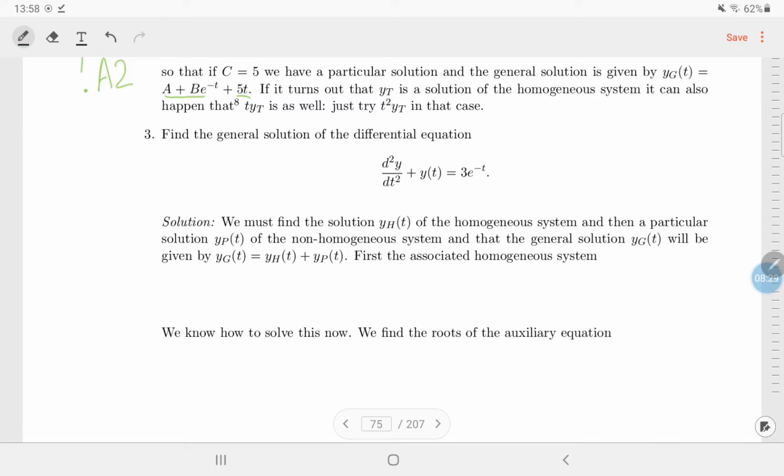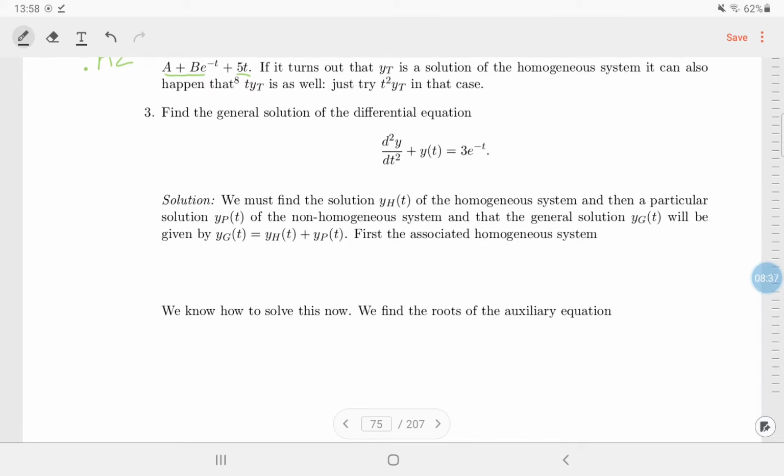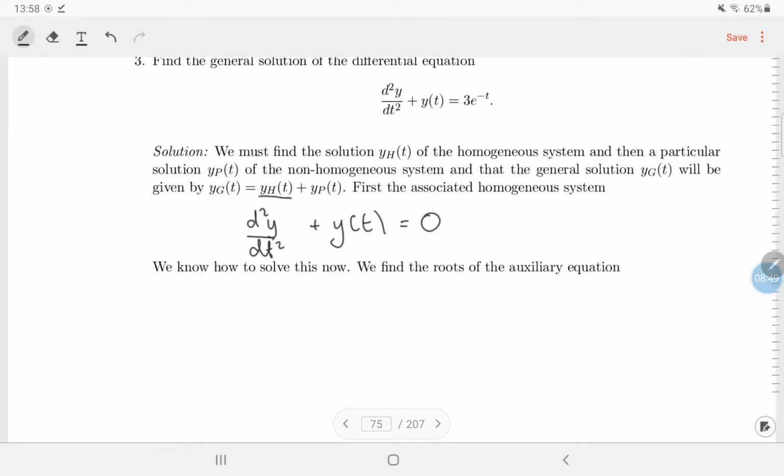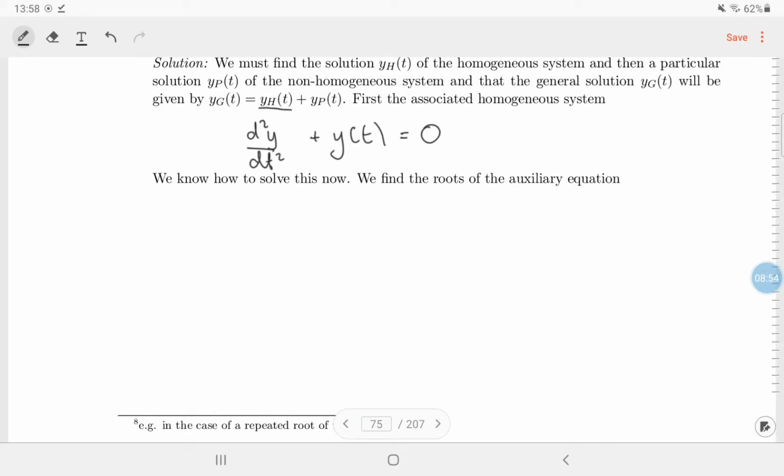So what have I got here? Find the general solution of this. So we must find the solution and then a particular solution and then add them together. So first, the associated homogeneous system, so that's this thing, is the second derivative plus the function is equal to 0. The coefficient here of the second derivative is 1, and so I get 1r squared, plus there's no first derivative, so it's 0r, and then there's 1y, so plus 1 equal to 0.